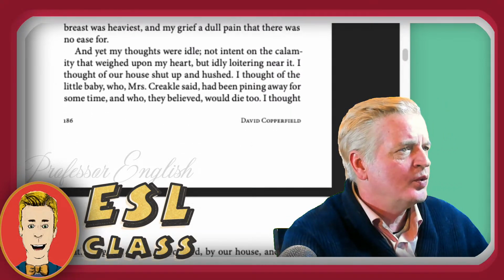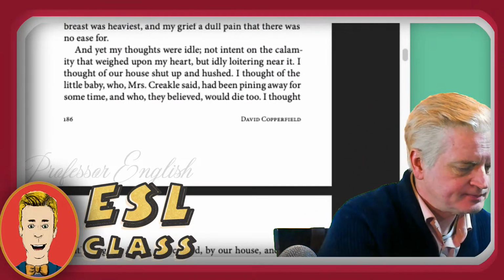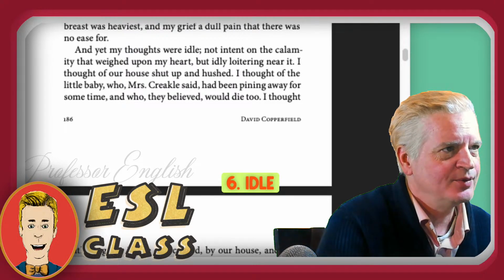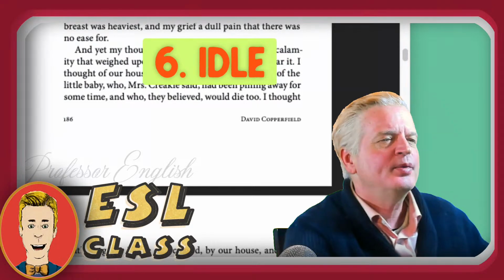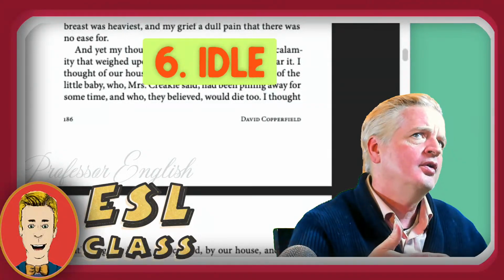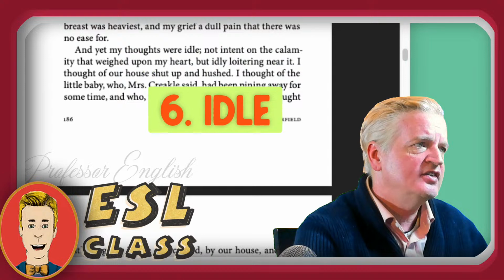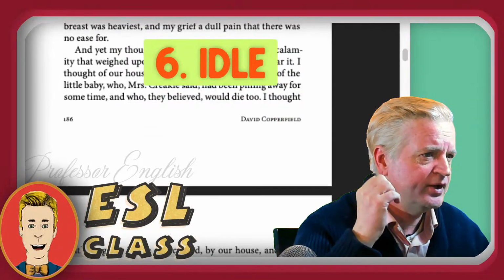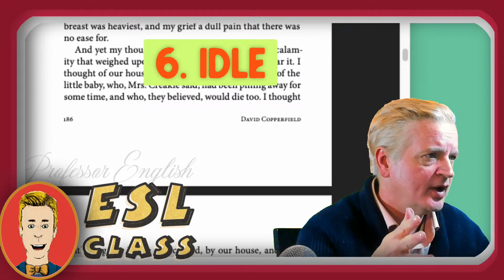And yet my thoughts were idle. Idle. Let's put that word idle up here. I think I've already done this word, but it's worth doing again. So we can practice this word again too. To be idle means don't move. It's supposed to move, but it doesn't move. Or it can move, but it doesn't move. So what Davy says here is my thoughts were idle. He couldn't think about anything. His brain wasn't moving. The thoughts weren't moving. All he could think about was his mother.